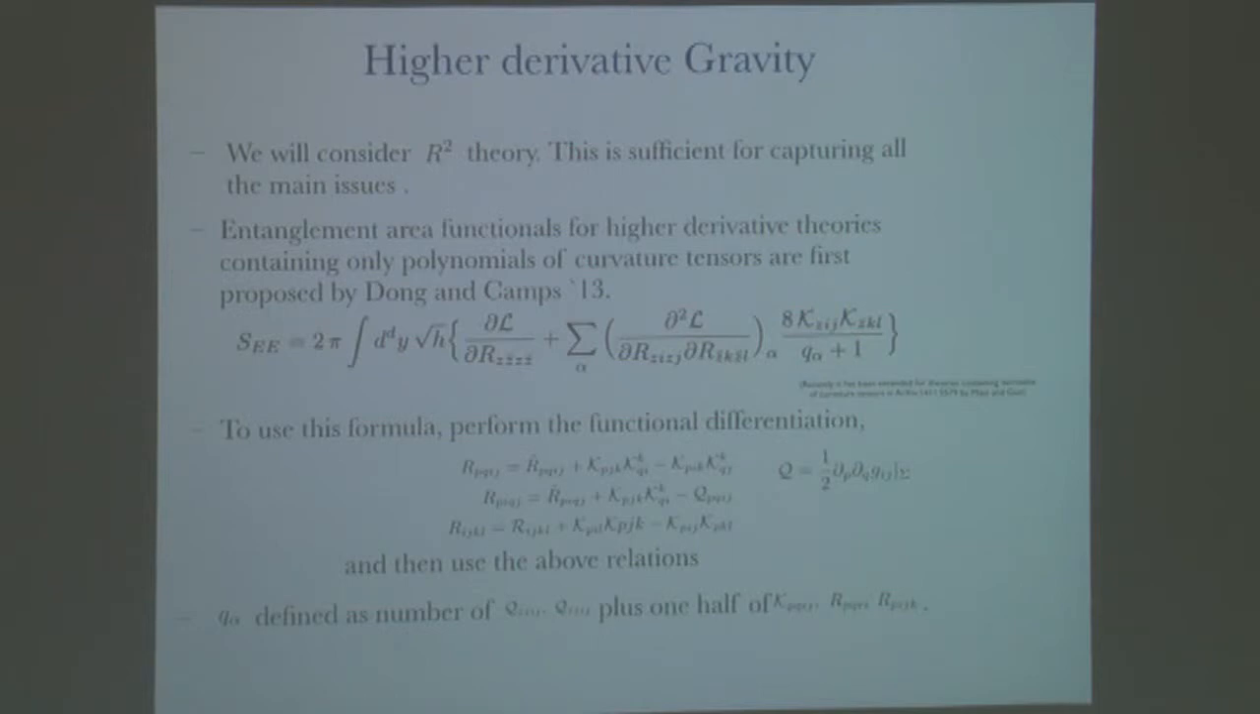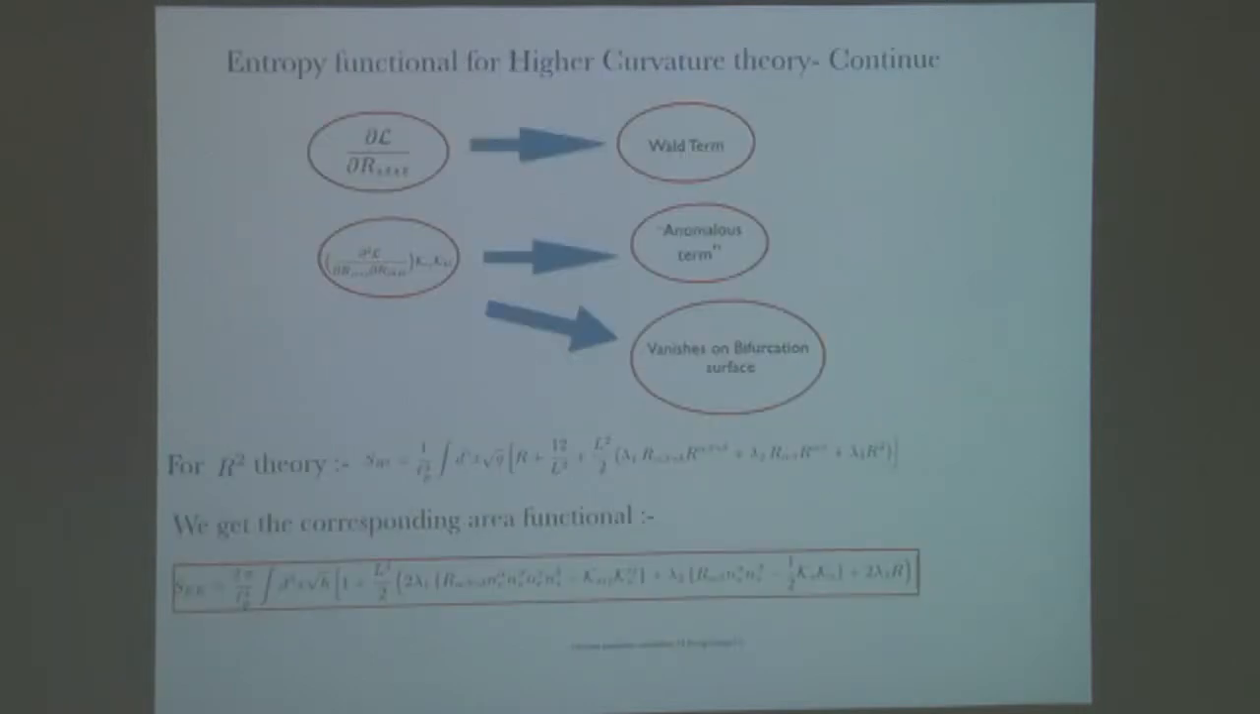We can take this area functional and see what we get by minimizing it, and whether that matches the Lewkowycz-Maldacena method. So, this is the Wald term and this is the extra term, and we see that this will vanish on a bifurcation surface. On the horizon this will give the correct black hole entropy, which is the Wald entropy, because on the bifurcation surface the extrinsic curvature goes to 0.